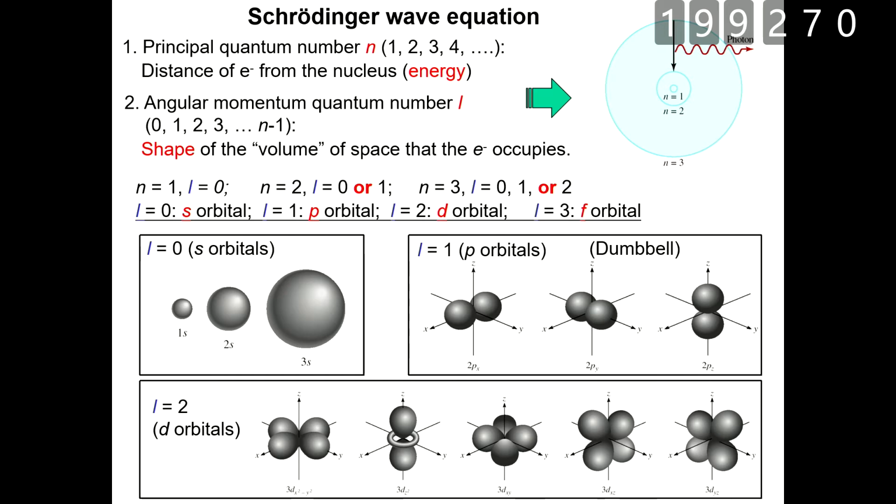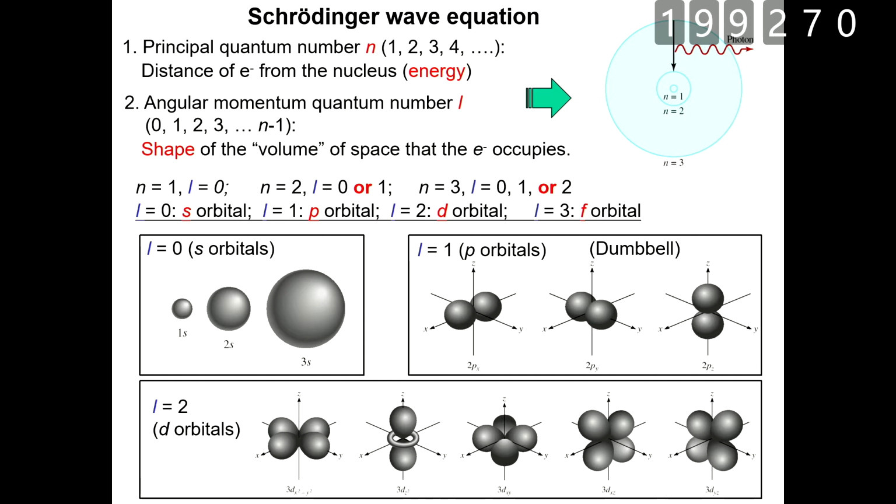So here we can say the n number means the distance of the electron from the nucleus, right? Basically, the inner electrons have a small n number, and the outside ones have a large n number. This also means their energy. This is why n can't be 0, right?